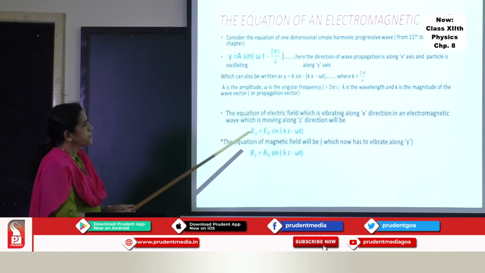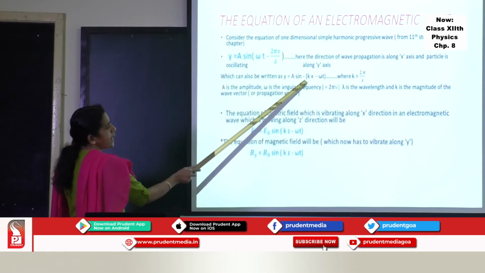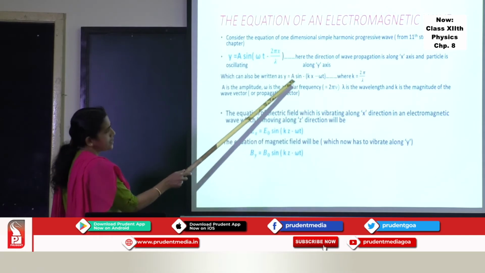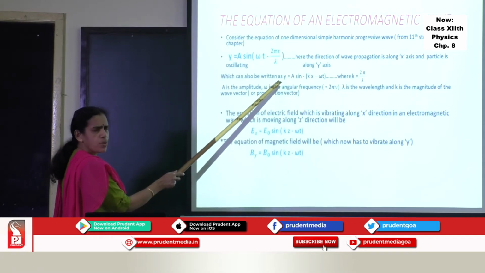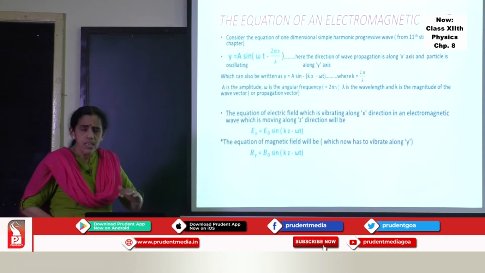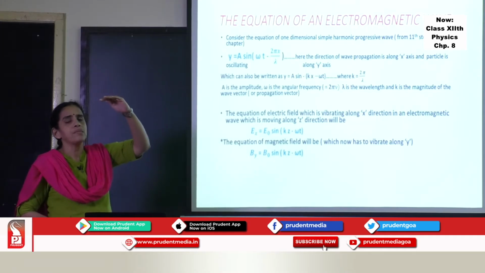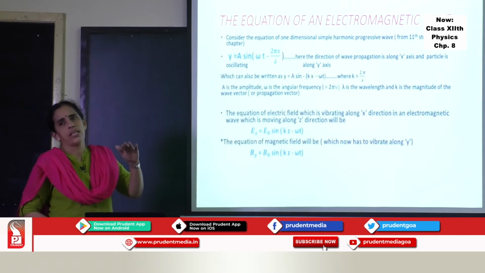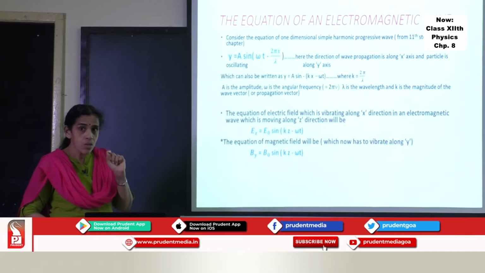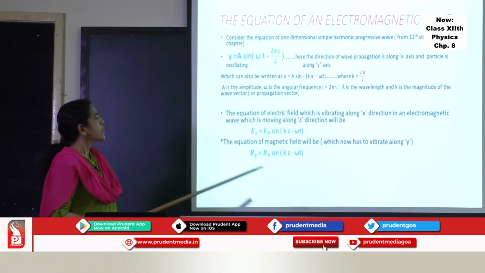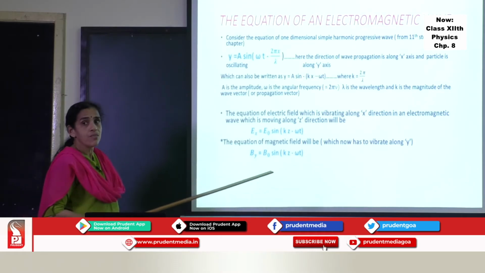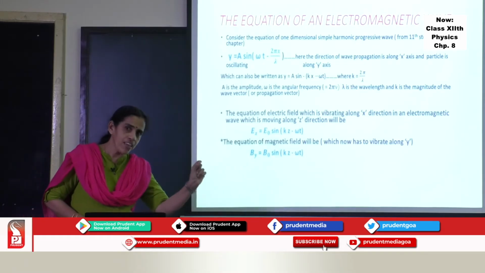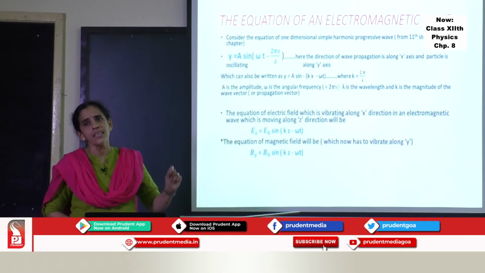Now look here. This minus sign, negative sin theta, does not make a difference. The only thing is that when y is positive, the particle is going up. When it is negative, it is coming down. That is all. Anyway, it is oscillating, and we are interested only in the magnitude. Now, see here, what is oscillating? Not the particle of the medium. It is the electric field and magnetic field.